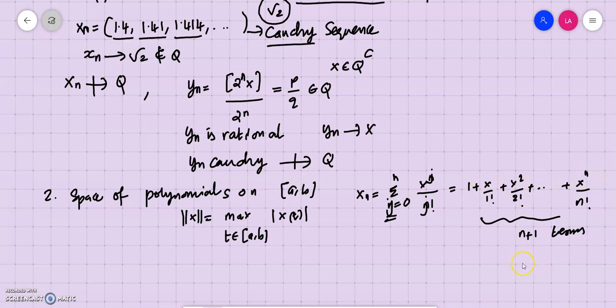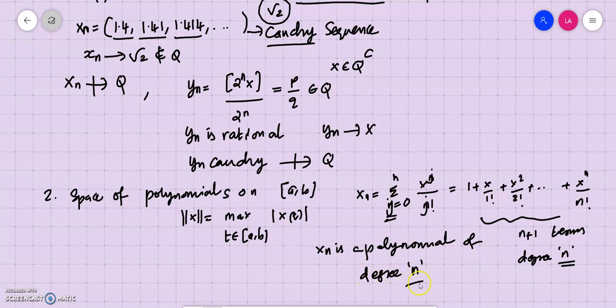Clearly, this is a polynomial of degree n. So x_n is a polynomial of degree n. If you define x to be in the closed interval [a, b], this is a polynomial of degree n which belongs to this space. If we denote this space as capital X, then this x_n belongs to X. So this is a space defined as the space of all polynomials.